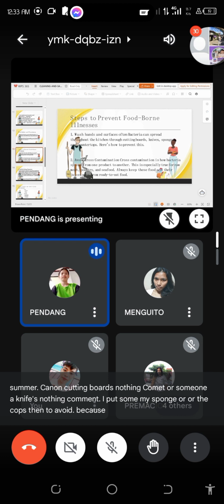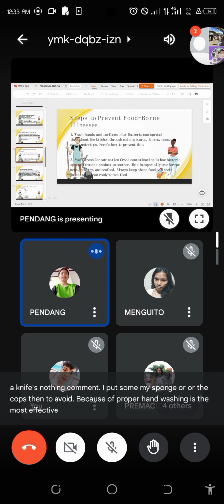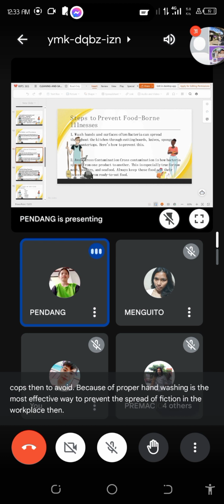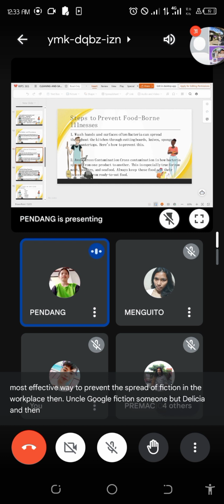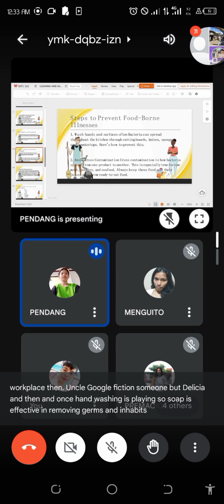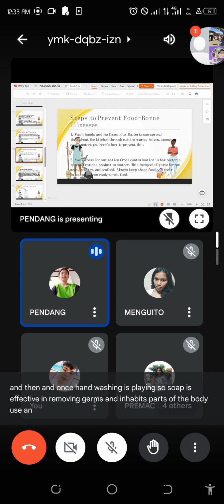Proper hand washing is the most effective way to prevent the spread of infection in the workplace. Hand washing with plain soap is effective in removing germs that inhabit parts of the body. Use an adequate amount of soap. Rub the hands together to create friction, and scrub in between the fingers.